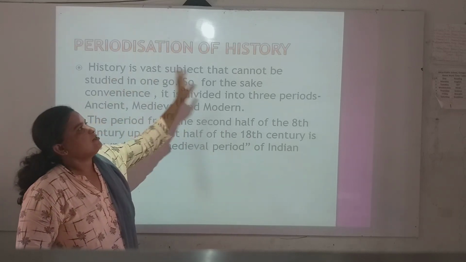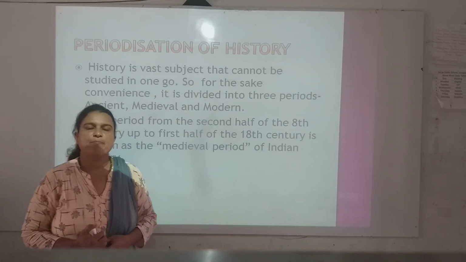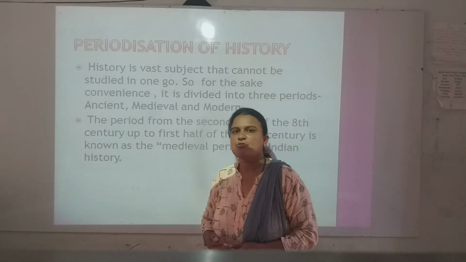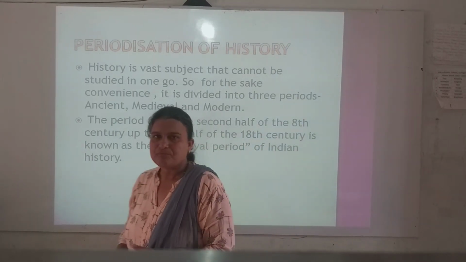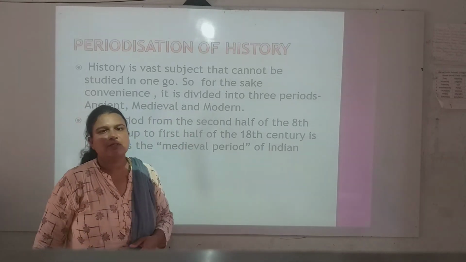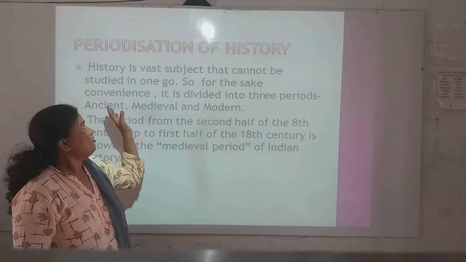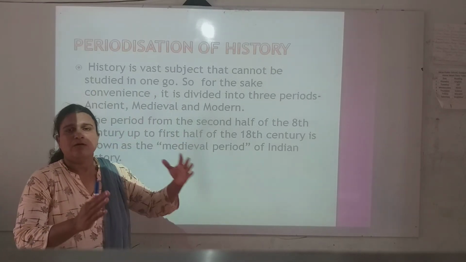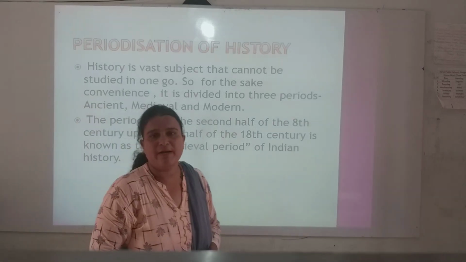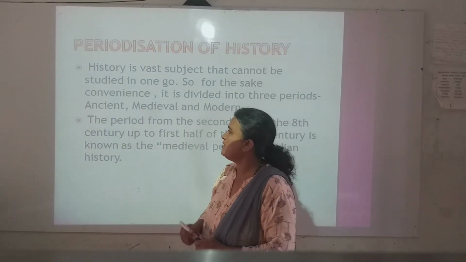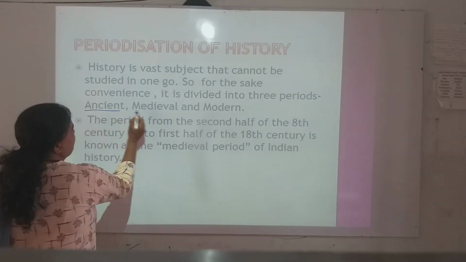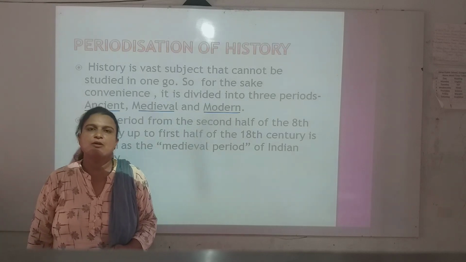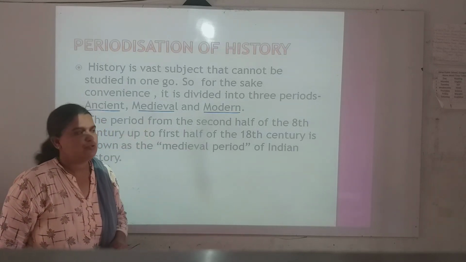So here, periodization of history. History is divided into three parts: ancient, medieval and modern. In this 7th standard we are going to study medieval period history. History is a vast subject, so it cannot be studied in one go or in one stroke. That's why history is divided by historians into three periods: ancient, medieval and modern. And in standard 7th, we are going to study medieval history.